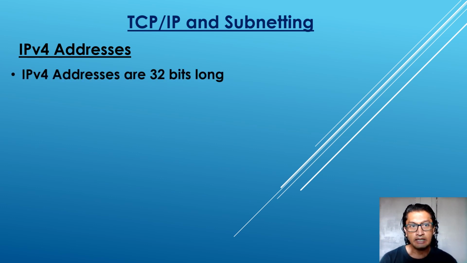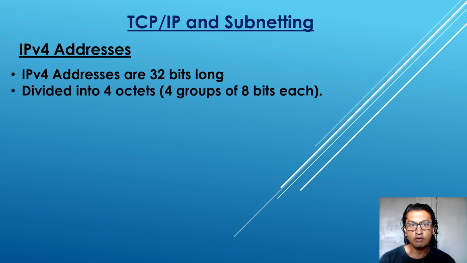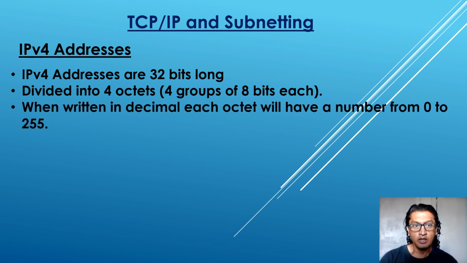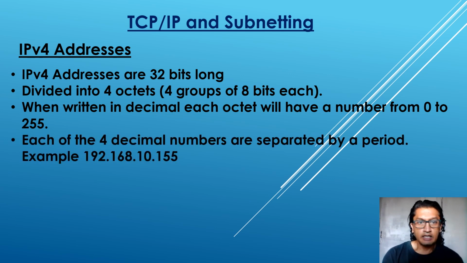First thing we need to know is that IPv4 addresses are 32 bits long. Those 32 bits are then broken up into 4 octets, or 4 groups of 8 bits each. When written in decimal, each octet will have a number from 0 to 255. If you ever see a number over 255 in your IP address or your subnet mask for that matter, it means that you've made an error in your calculation somewhere along the line, or possibly just a transcription error. Each of the 4 decimal numbers are separated by a period.